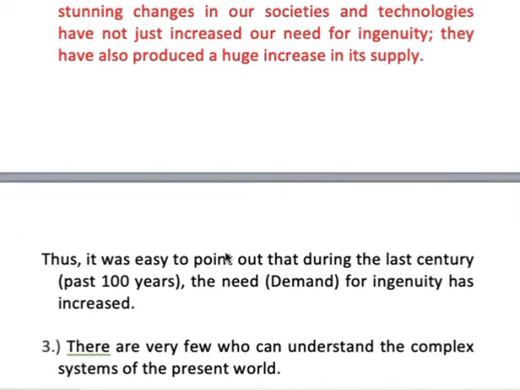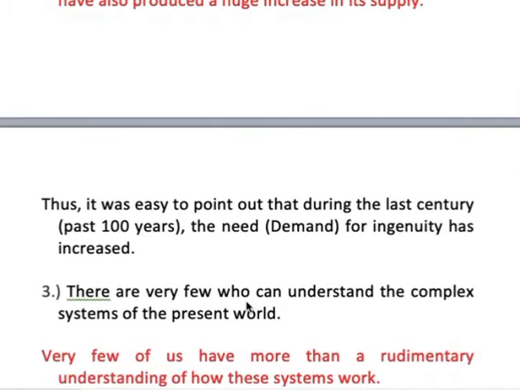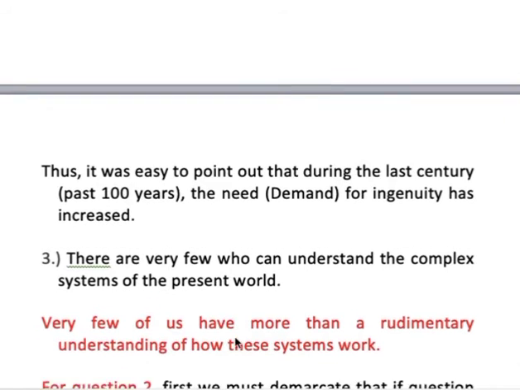So, demand has been growing. So, this is a very clear cut answer: yes. Thus, it was easy to point out that during the last century, past 100 years, the need, that is, demand for ingenuity, has increased. There are very few who can understand the complex systems of the present world. This is the third question.